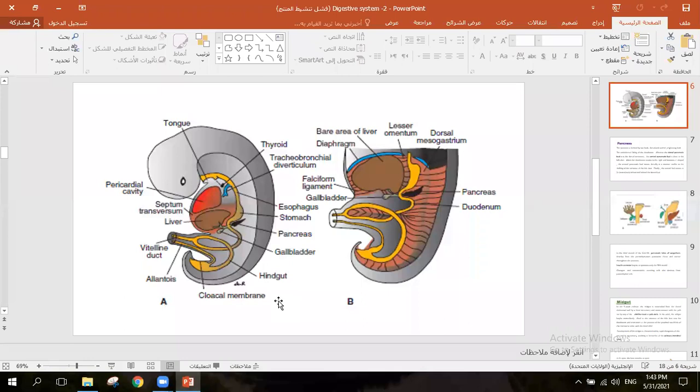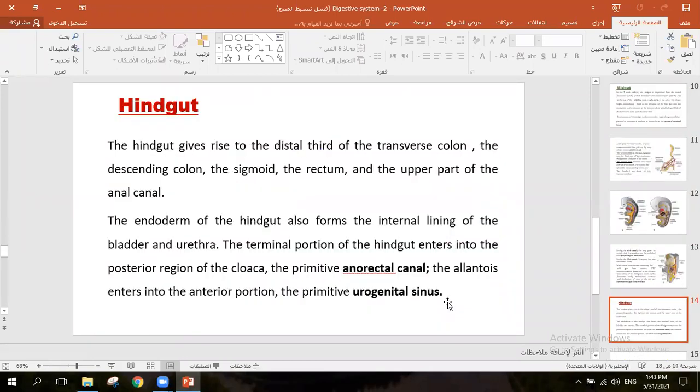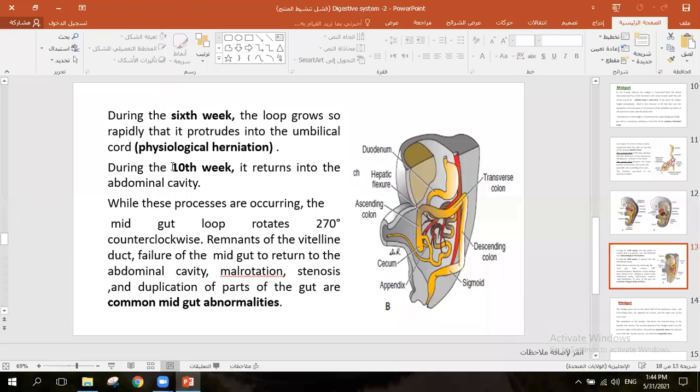False. Liver. Bare area of the liver, which is a surface of the liver. Physiological hernia will start at the fourth week of development and be relieved at the tenth week of development. False. When did it happen? The sixth week. The sixth week, and then it returns to normal at what time? The tenth week.